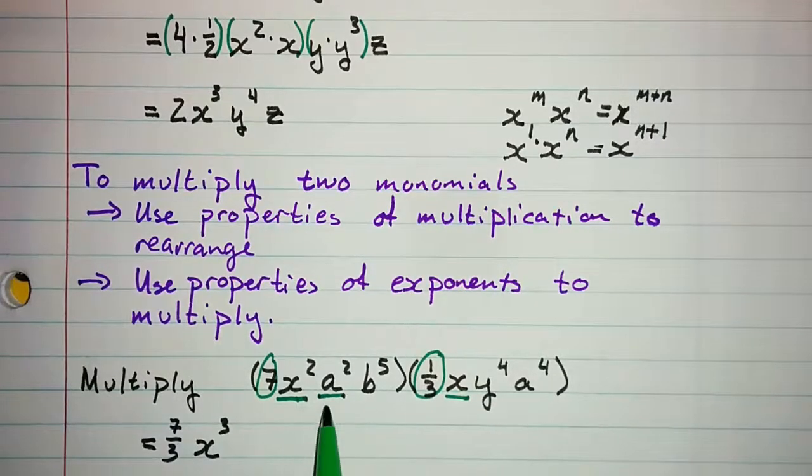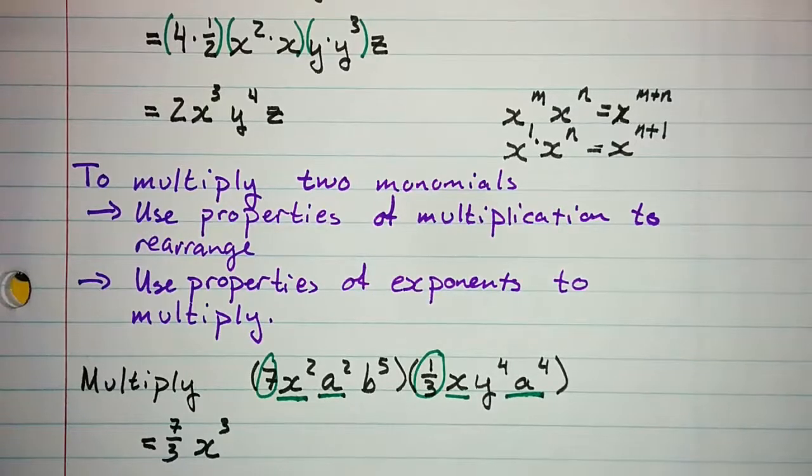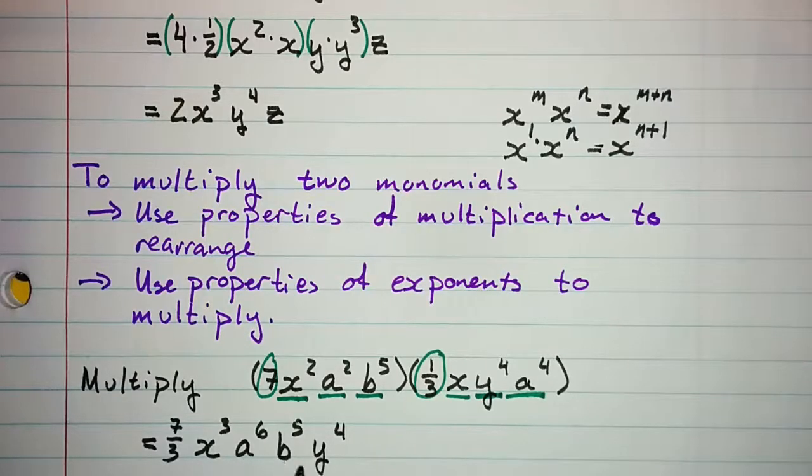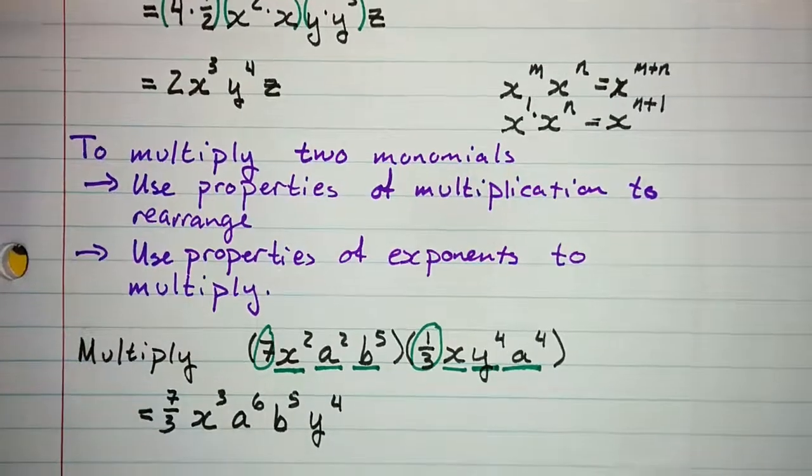Here I have a squared times a to the 4th. How many a's multiplied together does that give me? 1, 2, 3, 4, 5, 6. A to the 6th. Then I'll have b to the 5th. That's my only b. And finally, I have a y to the 4th. That's my only y. So what's the product of these monomials? 7/3 x cubed, a to the 6th, b to the 5th, y to the 4th.